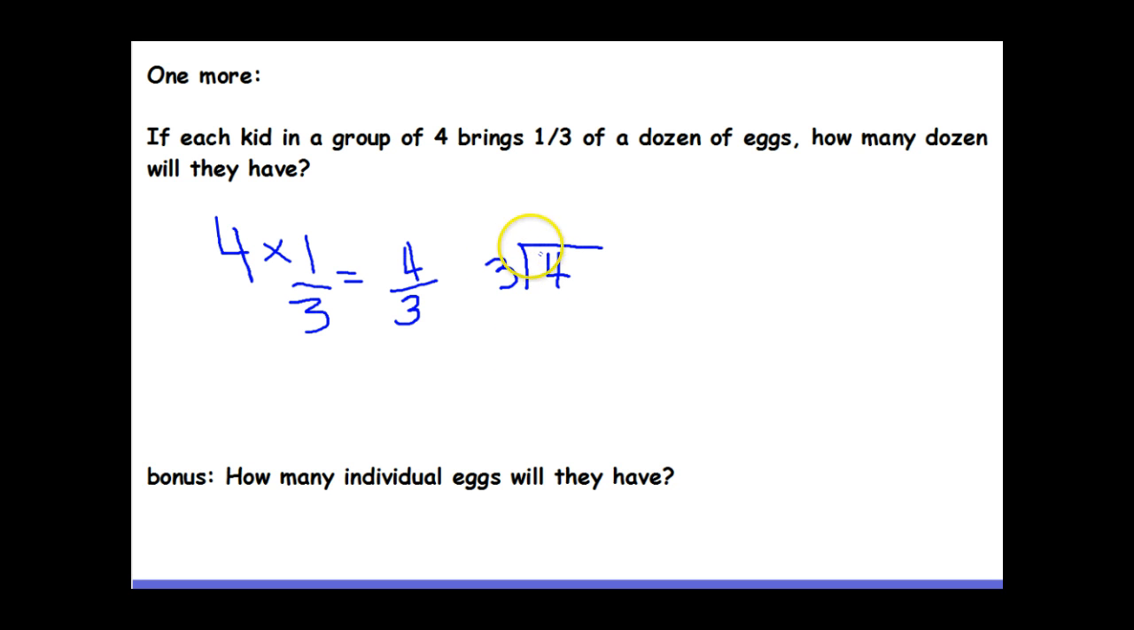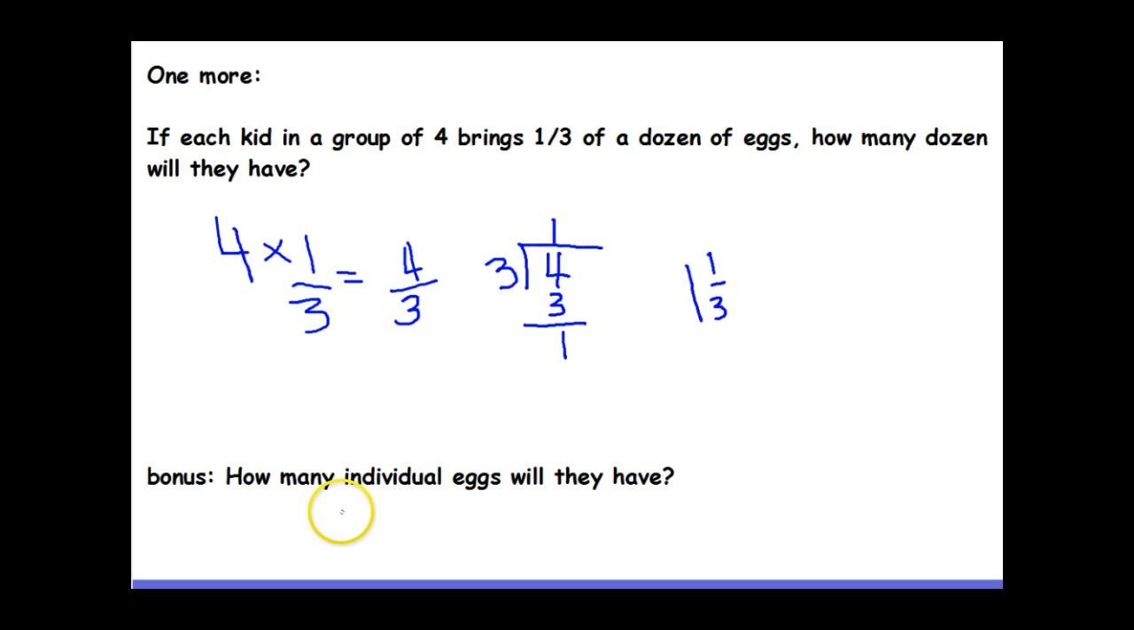Well, we're going to divide 3 into 4. It goes one time. 1 times 3 is 3. Subtract to get 1. So here's our whole number. We could take 3 out one time, leaving 1 left over out of 3. 4/3 is 1 1/3. So they had 1 1/3 dozen eggs. How many individual eggs will they have? Well, stop and ask yourself, what's 1/3 of a dozen?